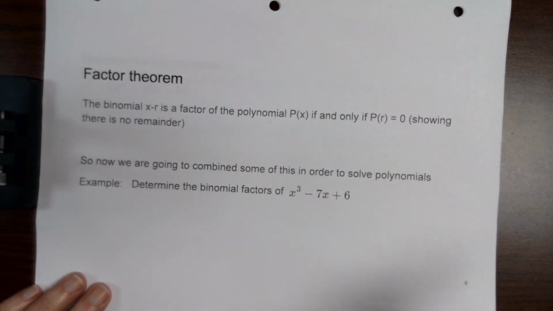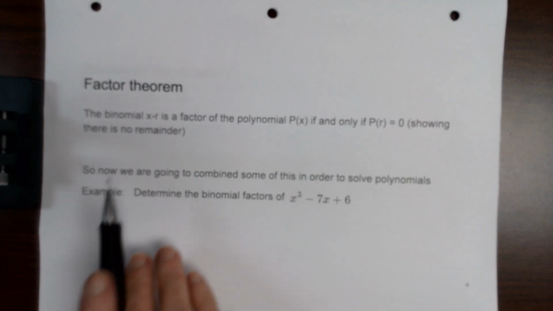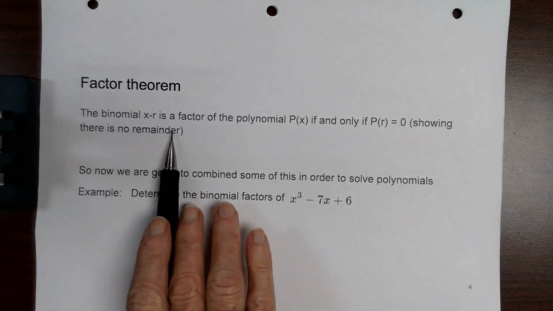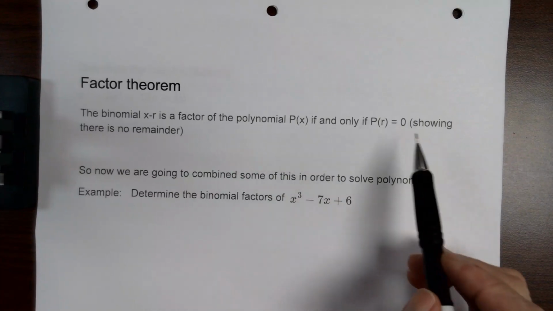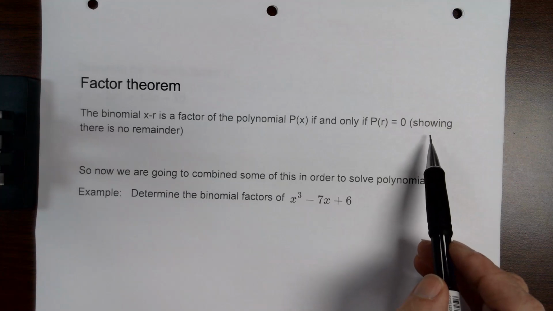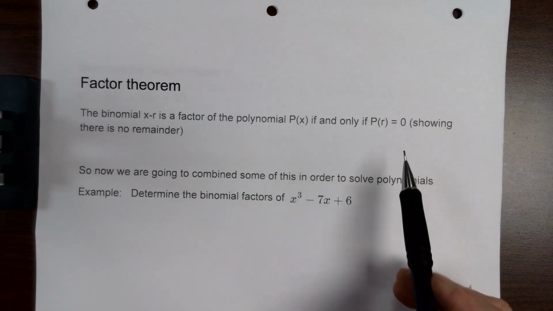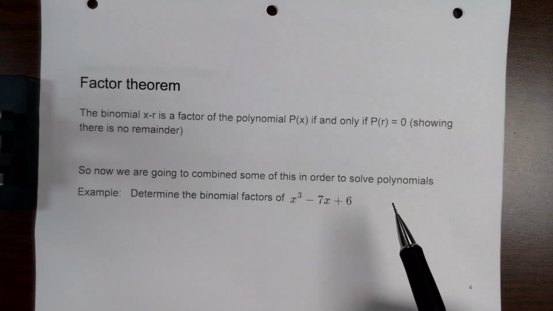And that's what this next theorem says. The next theorem says the binomial x minus r is a factor of the polynomial p of x if and only if p of r is equal to 0. In other words, you plug it in and you get 0 as a result.